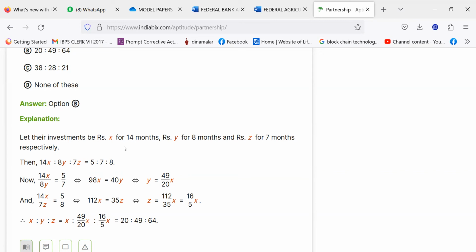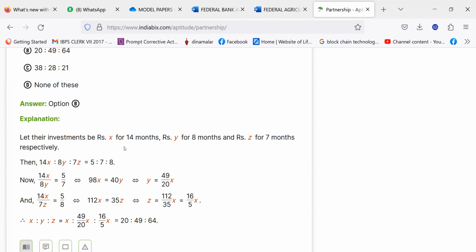14 into X is to 8 into Y is to 7 into Z is equal to 5 is to 7 is to 8. So that equation, when we are solving, we are finally getting the investment value, I mean the investment ratio. Here they are trying to find out Y, keeping X as the base. Y is equal to so much of X, Z is equal to so much of X. Like that they try to arrive.